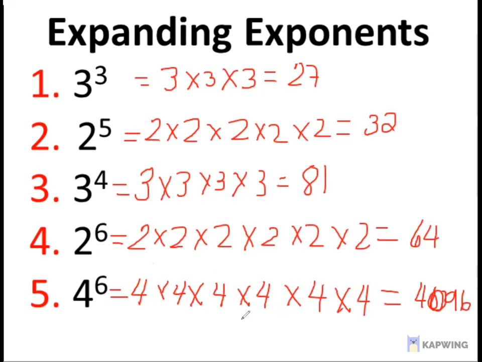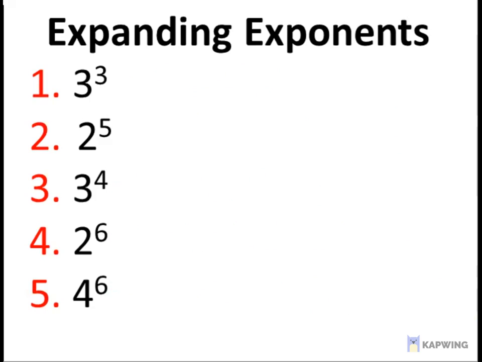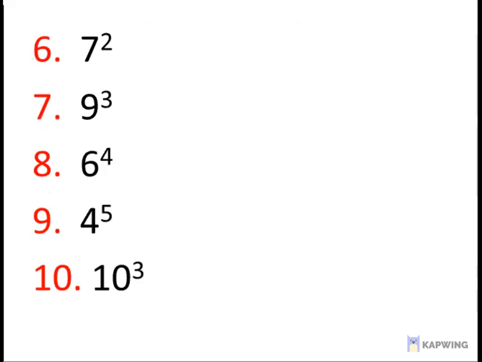Pag sinabi natin expanded form, papahabain lang natin itong pinaka-exponential form. At yung pinaka-answer natin dito, yan po ang tinatawag nating value or yung ating standard form. Okay, next, let's have some examples pa. So, we have 7 squared. So, ibig sabihin, si 7, i-multiply lang natin ng 2 beses. So, 7 times 7. So, which is equal to 49.